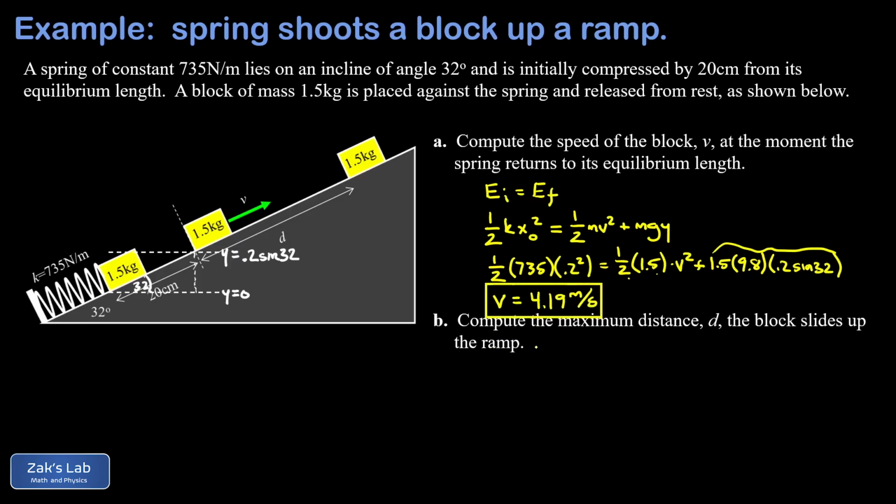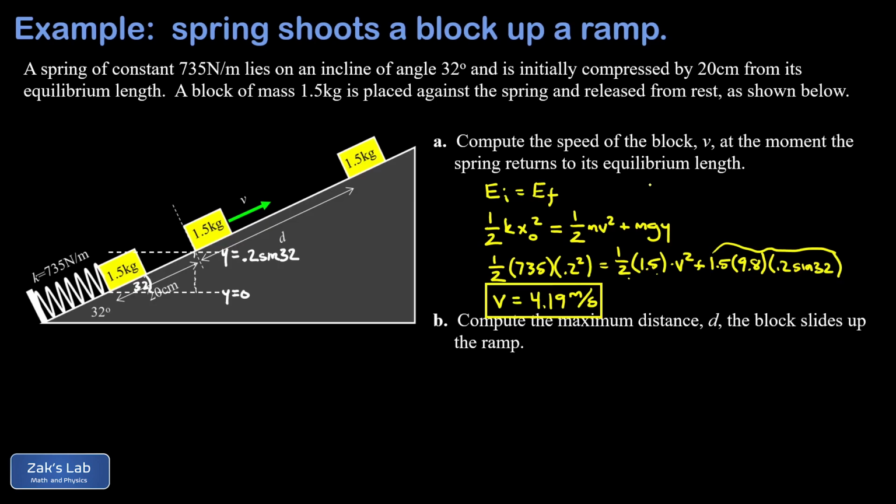In part B, we're trying to find the maximum distance d that the block slides up the ramp. And notice in the picture, this was defined as the distance from the equilibrium location of the spring up to that highest point. So it's not the total sliding distance from our initial location of the block on the compressed spring up to the highest point.